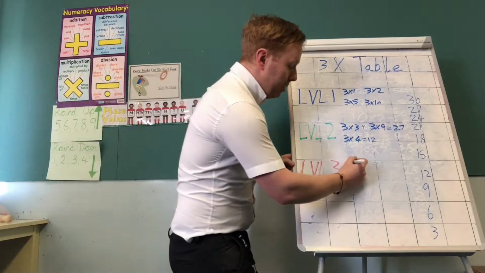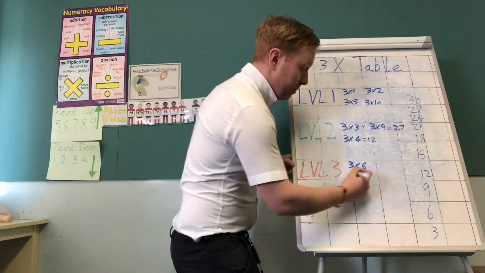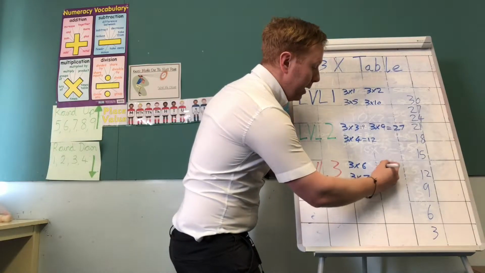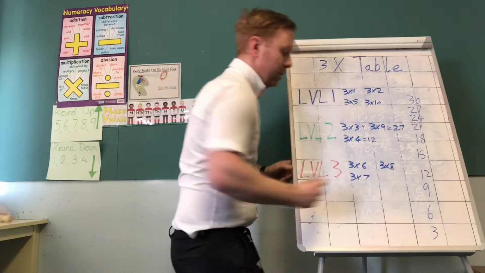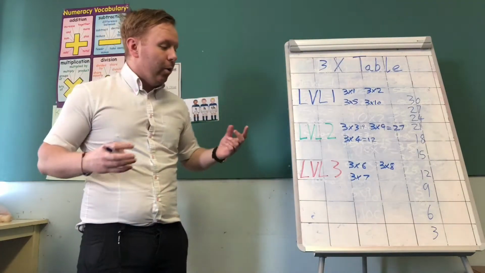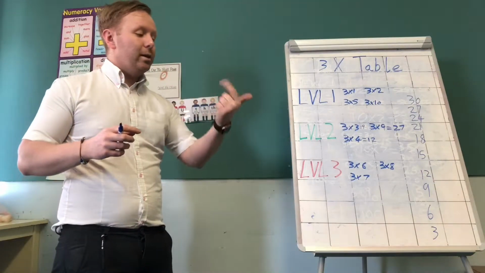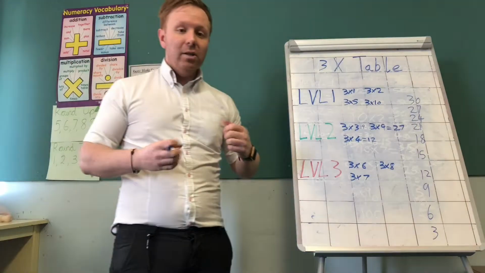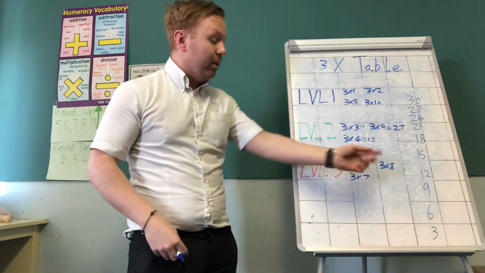So that leaves me with 3 times 6, 3 times 7, and 3 times 8. Okay, so 3 times 6 is 18, makes it nice and easy. So 3 6s: 3, 6, 9, 12, 15, 18. 3 7s, it's going to be 3 more than that, it's going to be 21, and 3 times 8.